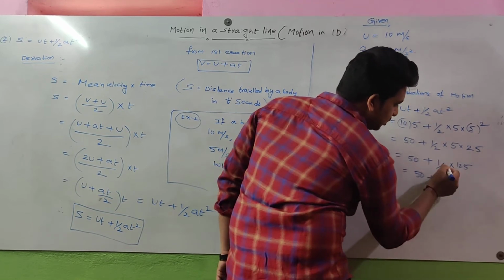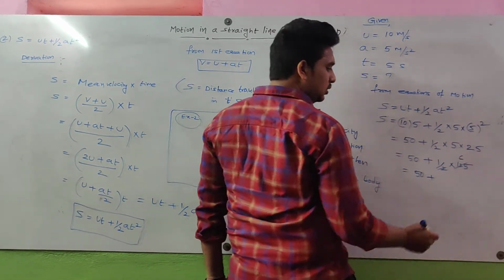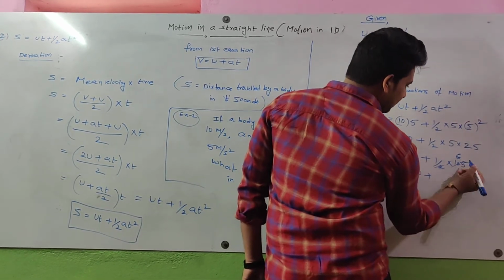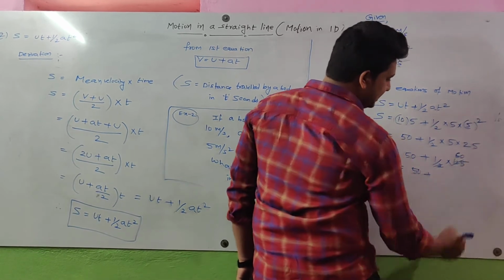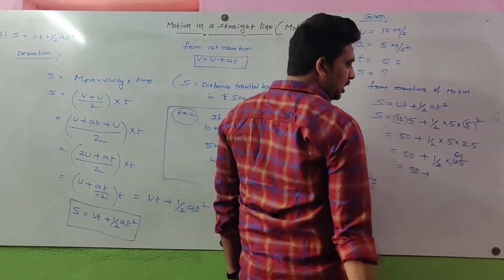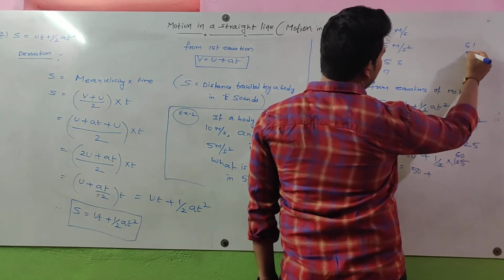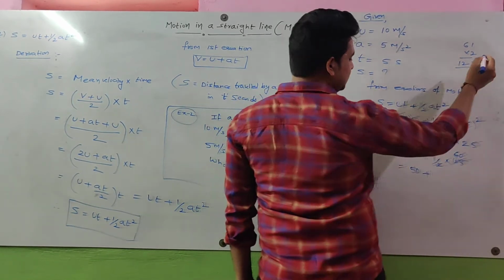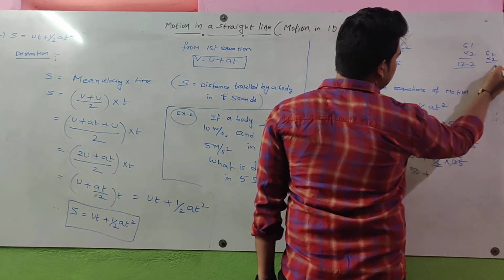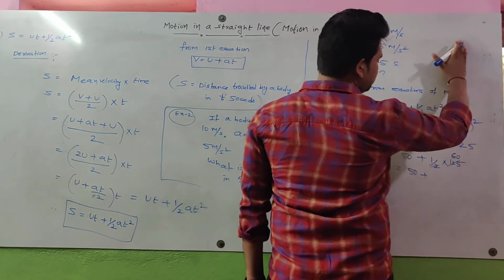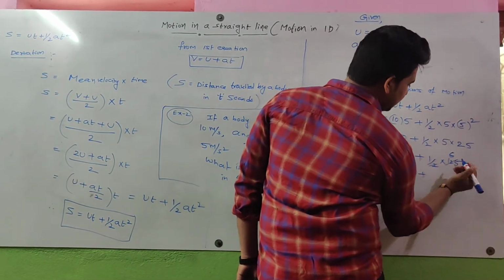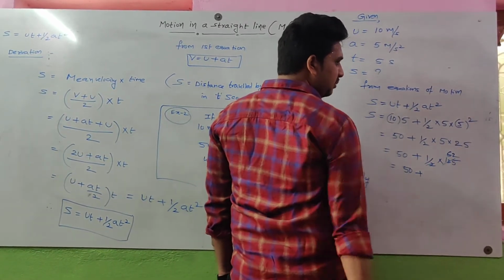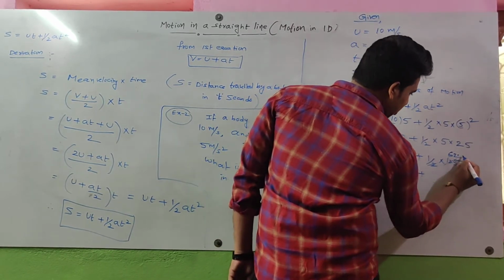125 by 2. How many times? 2 sixes are 12, and 5 is left. 2 sixties are 120, then 2 ones, 2 sixes 12, so we get 62. 2 twos are 4, 2 sixes 12. So simply we take 62 here. 2 sixes 12, 2 twos 4, 5 minus 4, 1 is left, that means 0.5.